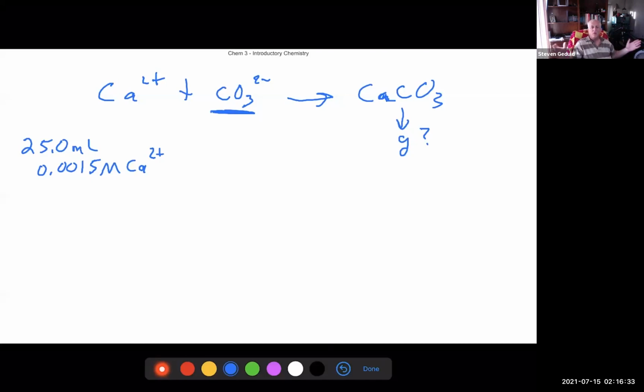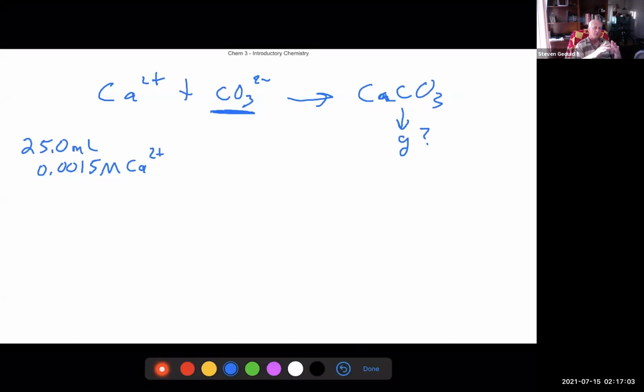All right, so to use a chemical equation, we have to convert everything into what? It could be grams, milliliters, moles. We always, always go to moles. It's a molar representation. That tells me one mole of calcium ions combines with one mole of carbonate ions to produce one mole of calcium carbonate. So we've got to convert to moles.